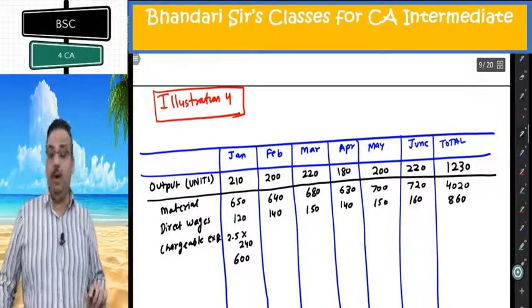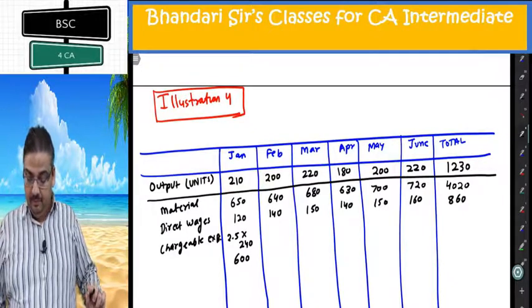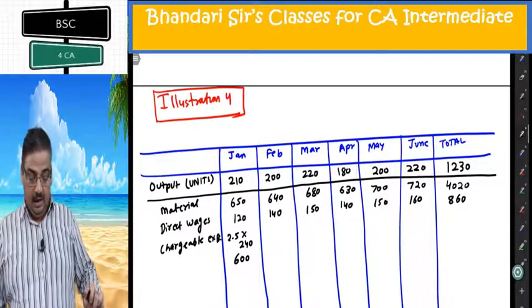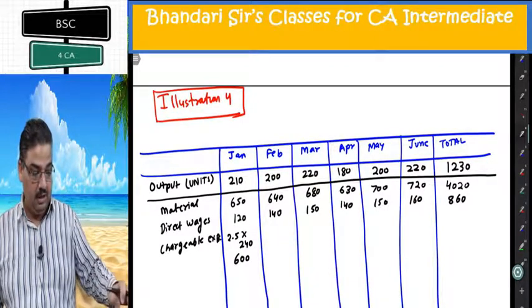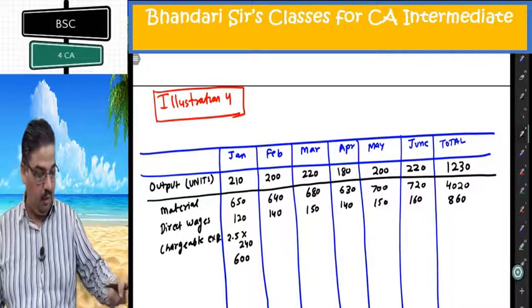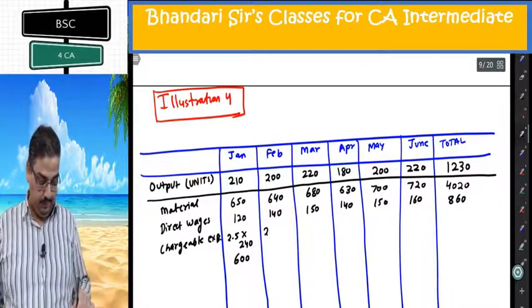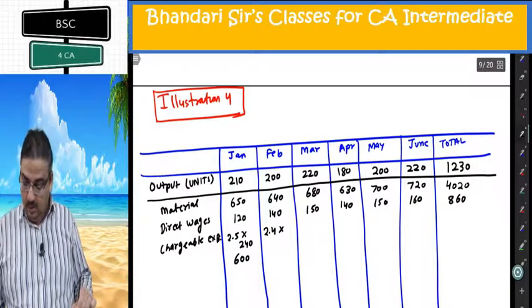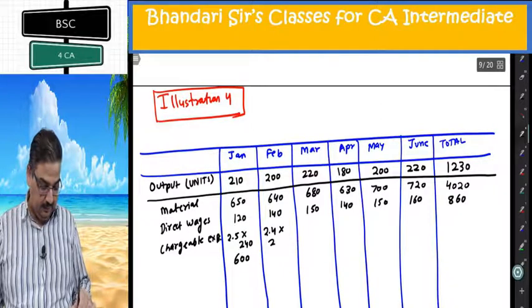How did I get 2.5? In the other detailed table, 12,000 divided by 4,800. From there I got 2.5. Now same in next month, 10,560 divided by 4,400. It is 2.4. Multiplied by hours in this month, 280.